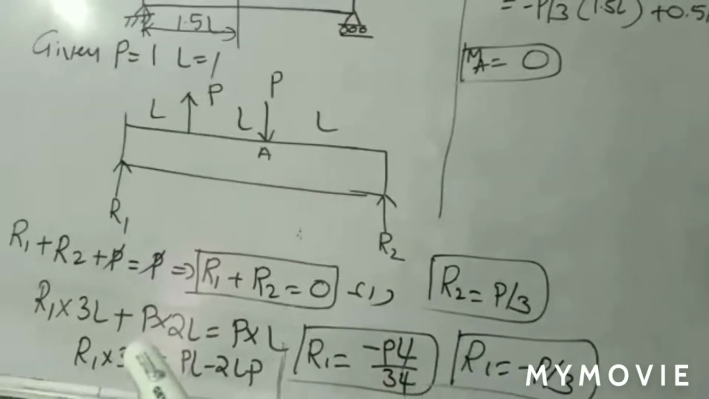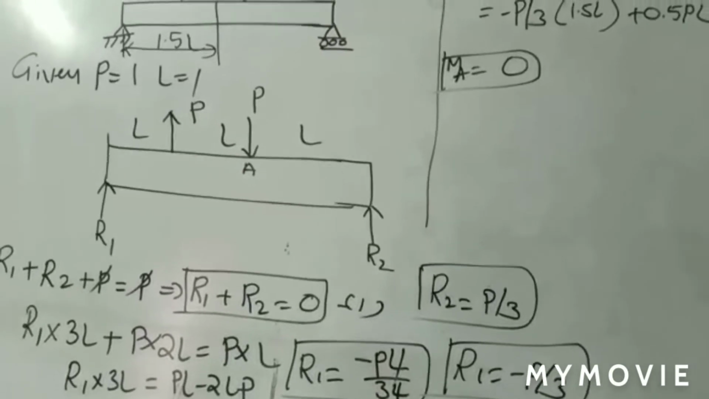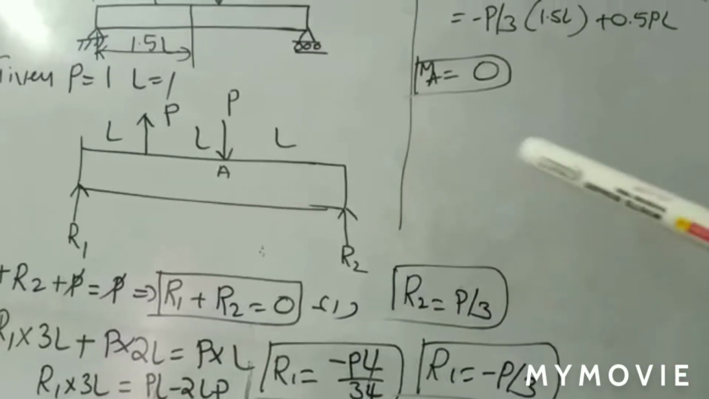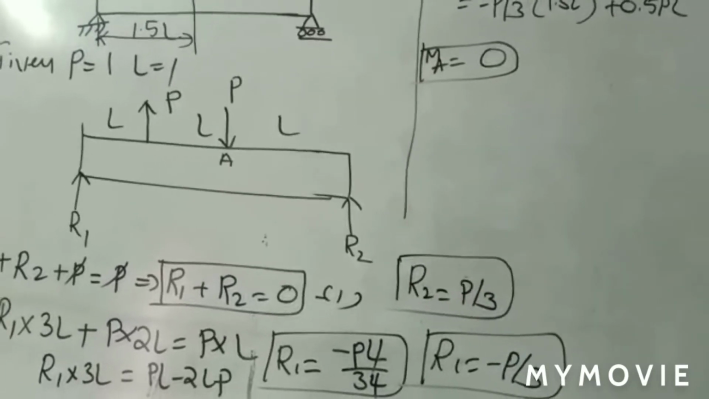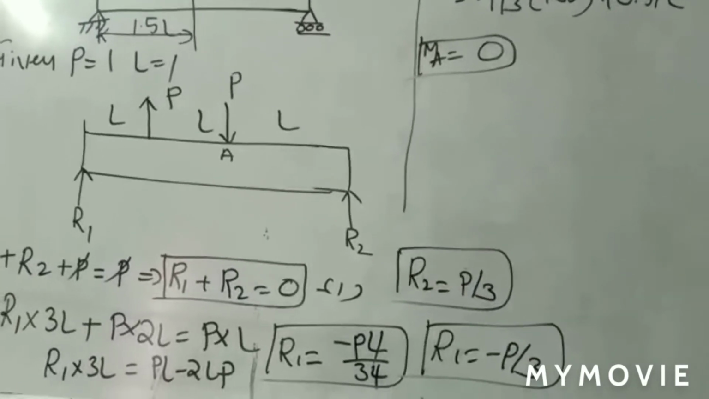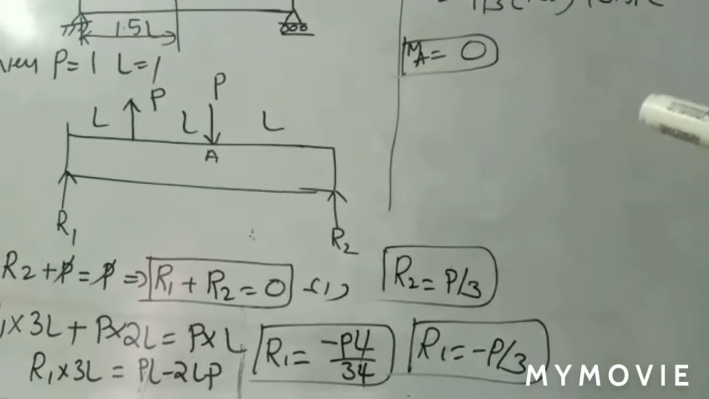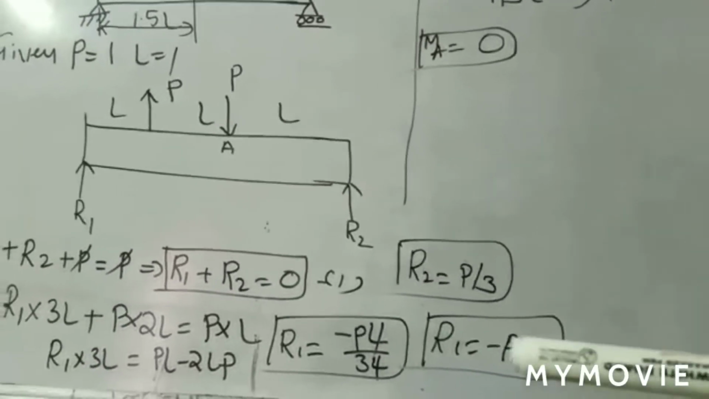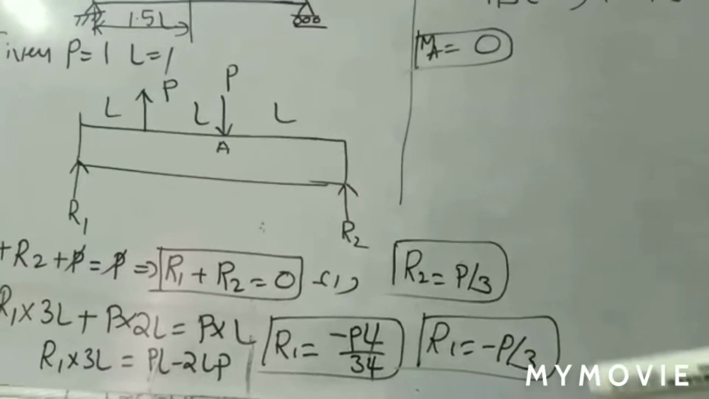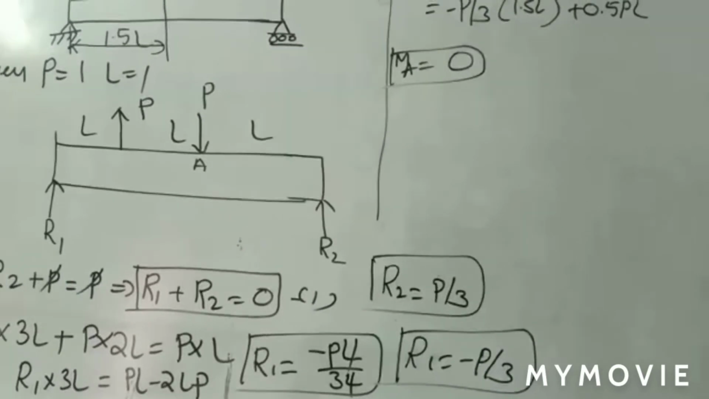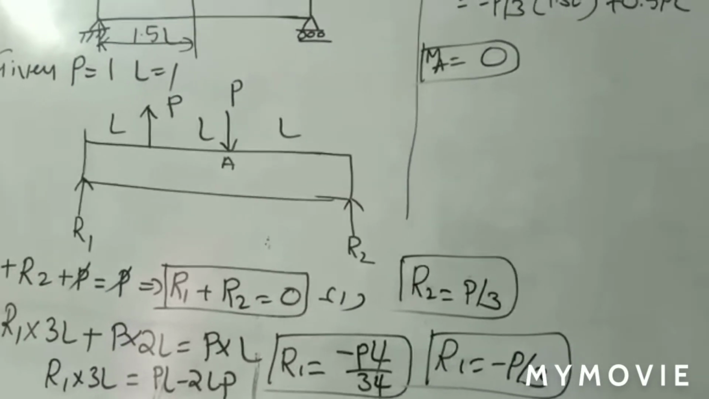So clockwise moment equal to anti-clockwise moment, that is R1 into 3L. 3L means 3 into L, that means L plus L plus L. Anti-clockwise moment means here you are having P into L, and 2 times of L P is also clockwise moment. So by calculating those two equations, you will get R1 equal to minus P by 3 and R2 equal to P by 3. So same procedure, it's very easy.